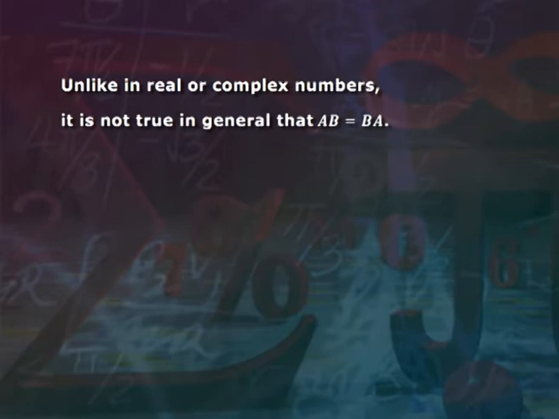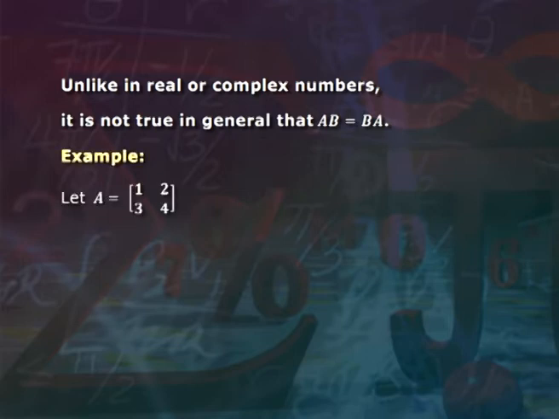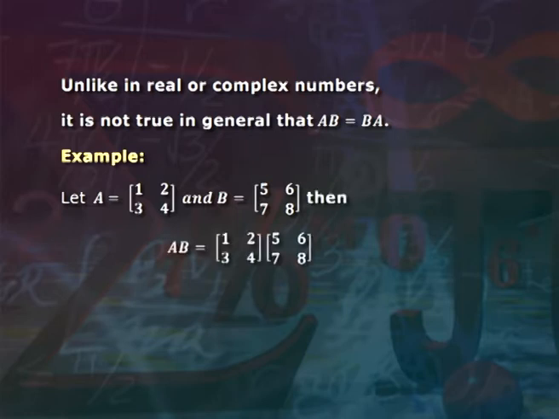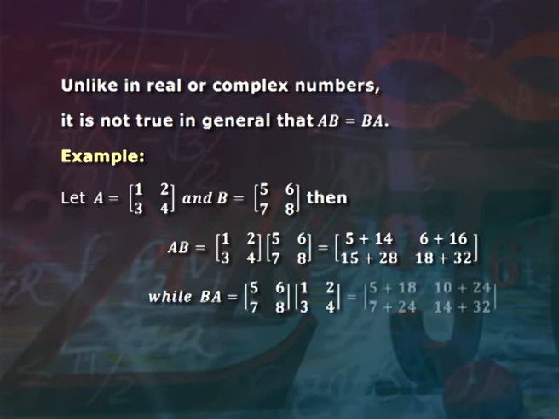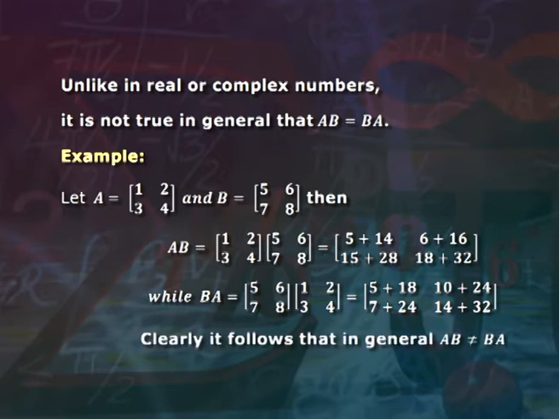Unlike in real or complex numbers, it is not true in general that AB is equal to BA. For example, let A be the matrix [1, 2; 3, 4] and B equal to [5, 6; 7, 8]. Then AB will be equal to [1, 2; 3, 4] times [5, 6; 7, 8], which is equal to, while BA will be equal to [5, 6; 7, 8] times [1, 2; 3, 4], which is equal to. Clearly, it follows that in general AB is not equal to BA.